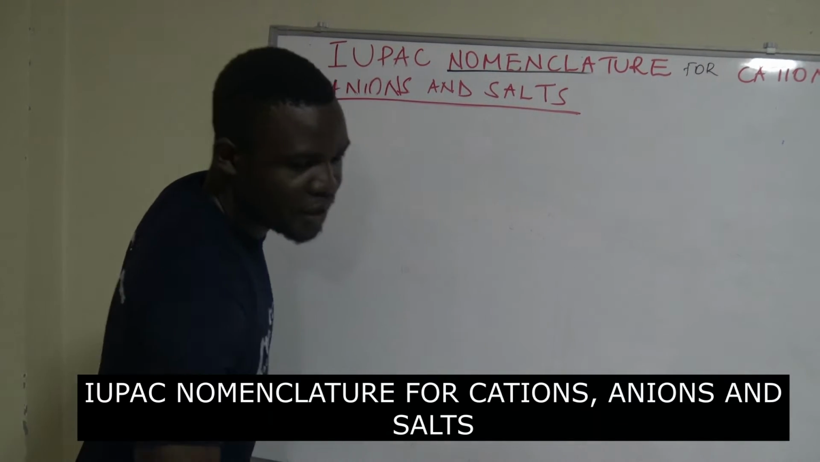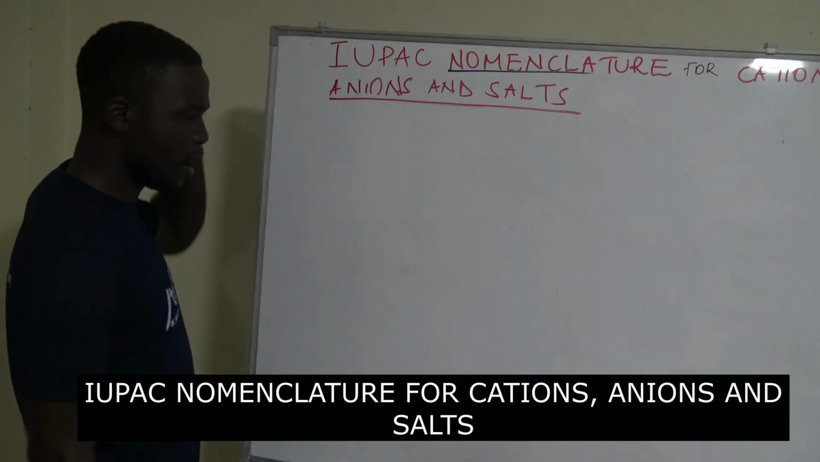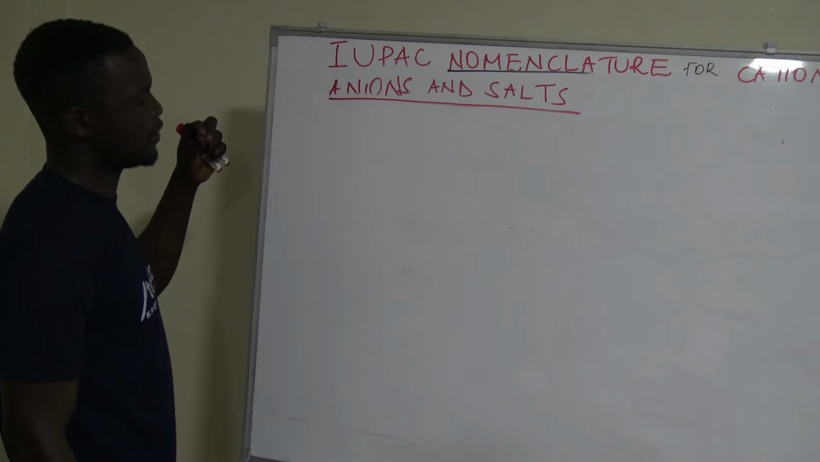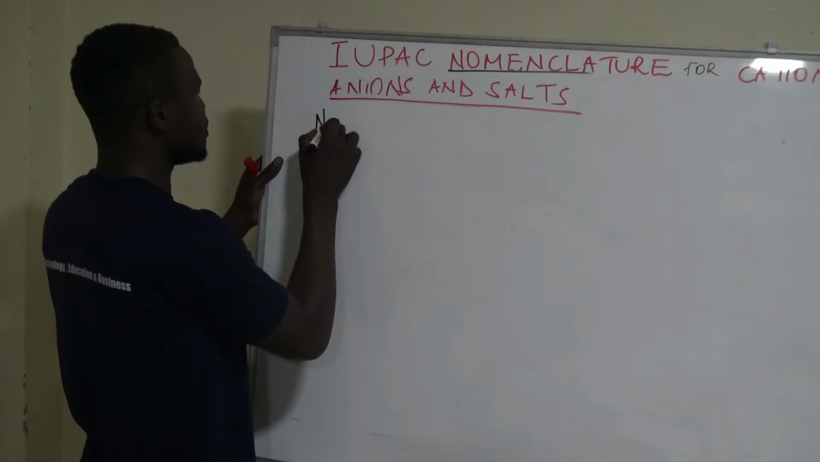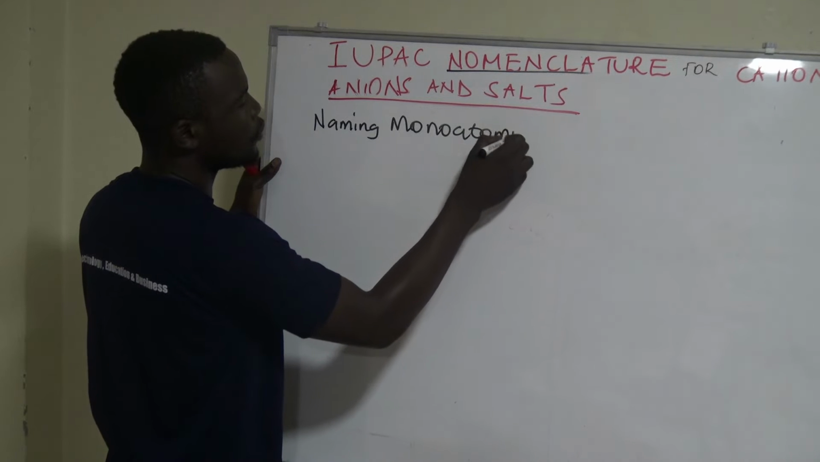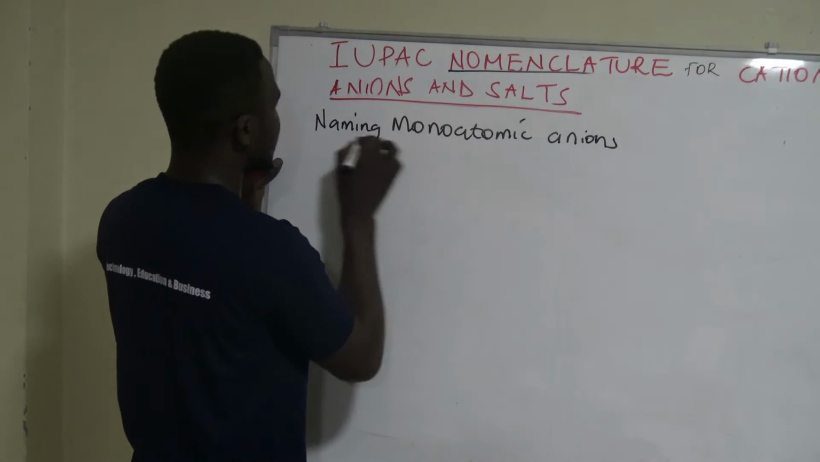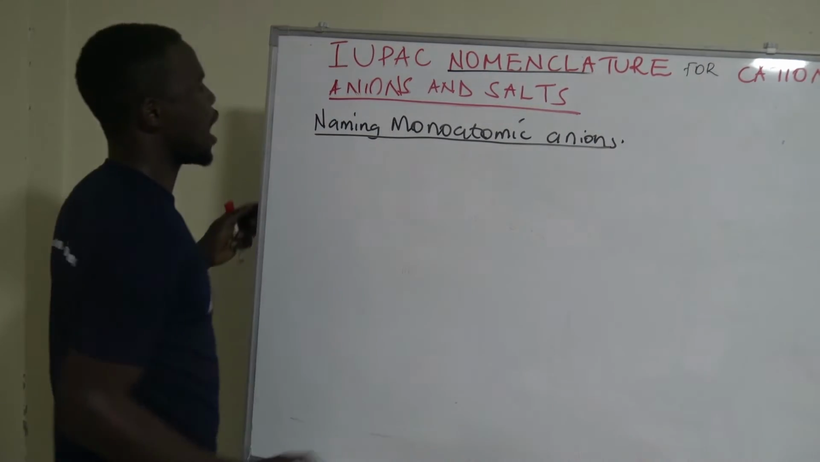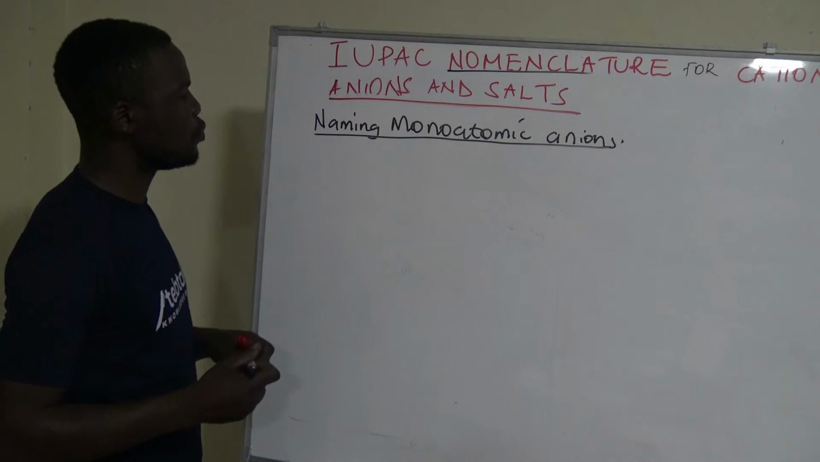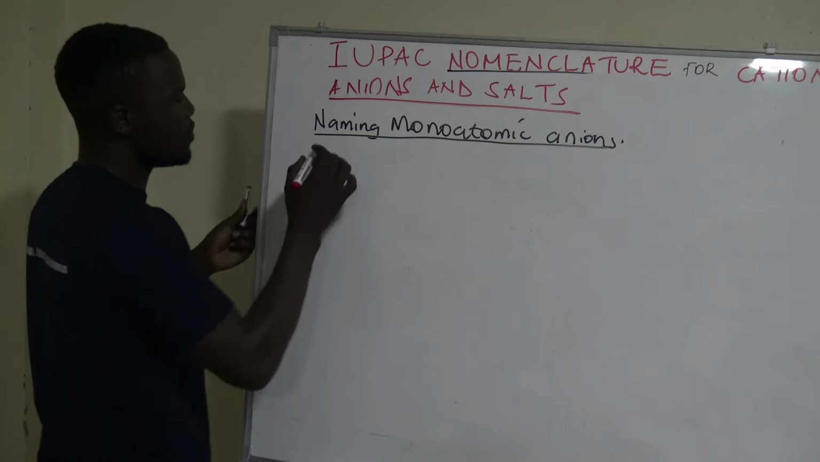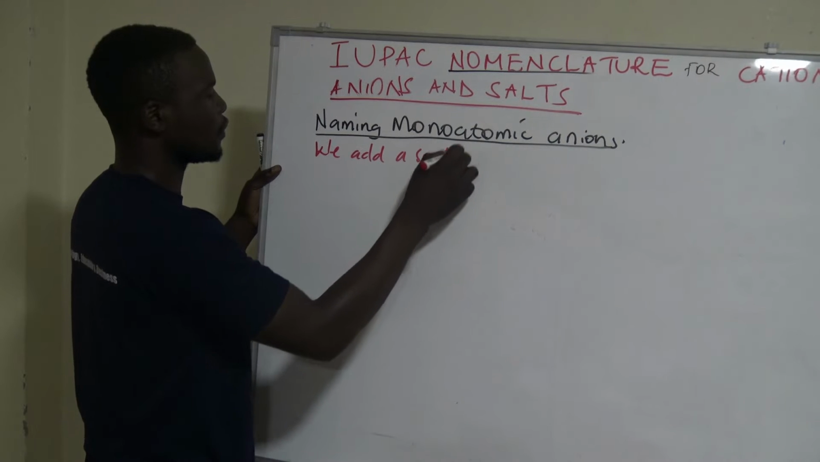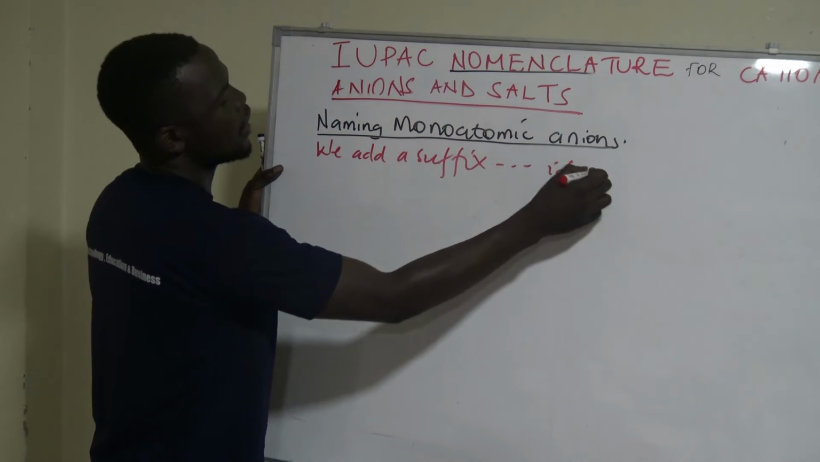Now, straight away we shall begin with the naming of monoatomic anions. When I say monoatomic anions, I mean anions that have only one atom that makes them up. The rule for naming monoatomic anions is that we add the suffix "ide" on the word.